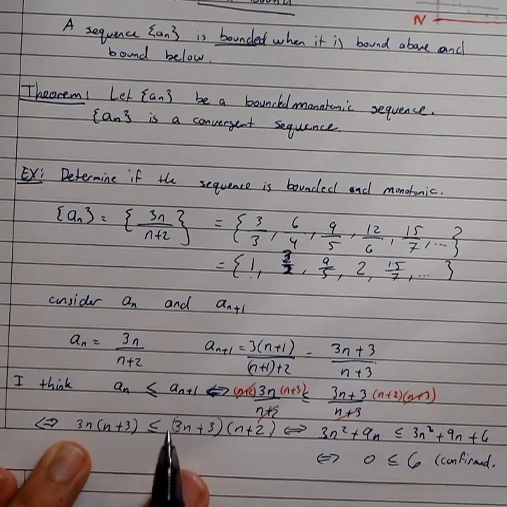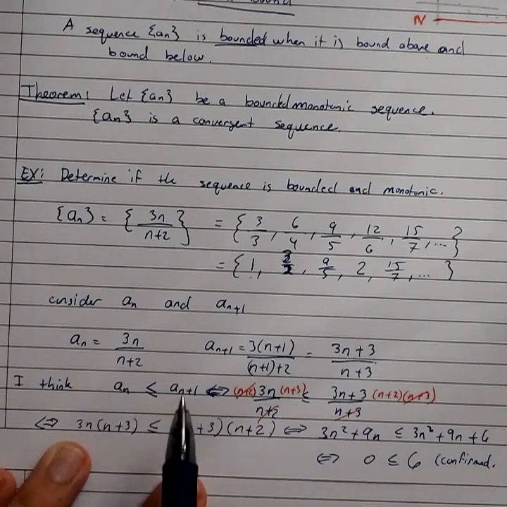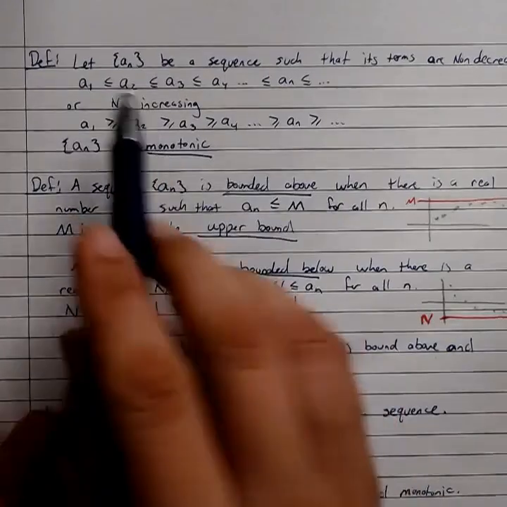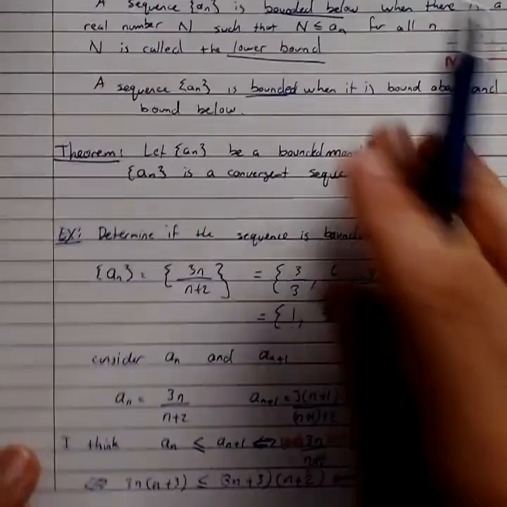So then it must be true that no matter what n is, because here it didn't matter what n was, this is true for any n, a sub n is less than or equal to a sub n plus 1. And so by definition, that means that my function is non-decreasing, and so is monotonic.